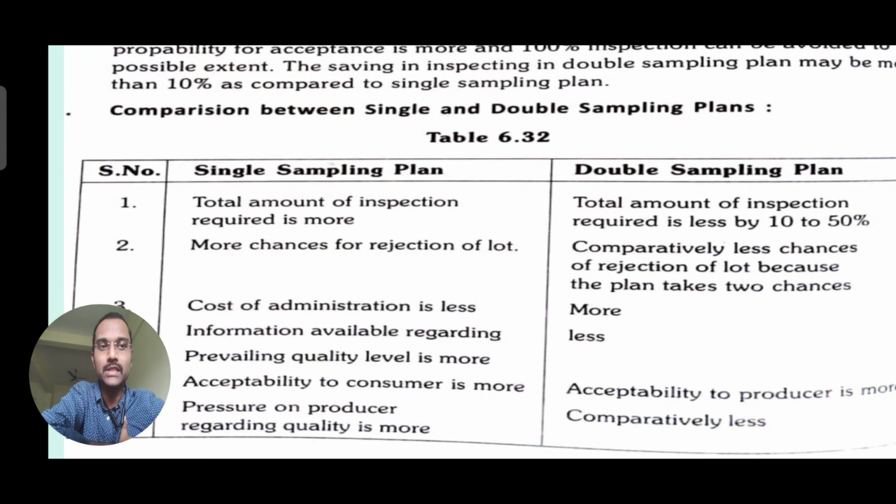Why? Because, as I keep saying, the acceptance level is more in the double sampling plan. You can accept the lot in most cases, and the quality is not checked every time for each and every component. So comparatively, the pressure on the producer is less in the double sampling plan. I hope you have understood all the points.